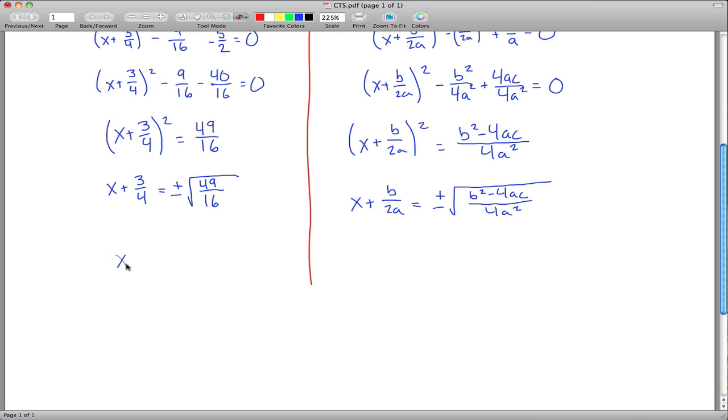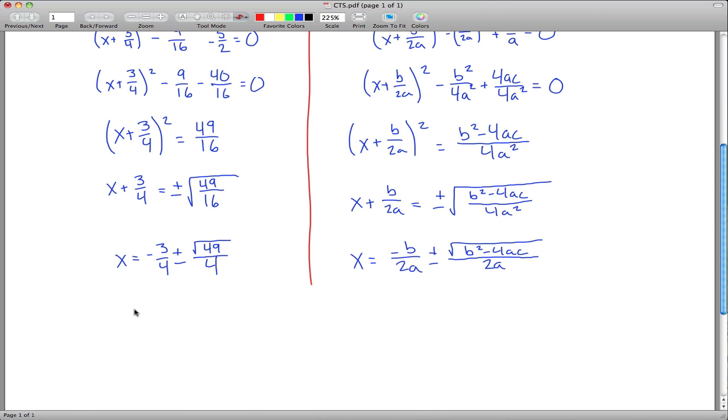Alright, we're almost done. Over here we'll subtract 3/4 from both sides and get x equals negative 3/4 plus or minus, you can think of the square root of 49 over 16 as the square root of 49 divided by the square root of 16. But the square root of 16 is just 4. And over here, if you subtract b over 2a from both sides, see, on the top we got the square root of b squared minus 4ac. And kind of like we had over here, we can think of the bottom as the square root of 4a squared. But 4a squared is a perfect square, so we can just write that's equal to 2a and not put the square root on the bottom.